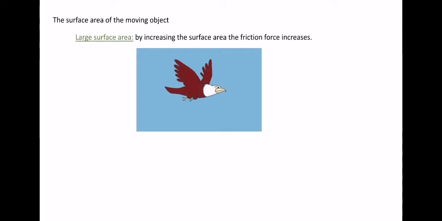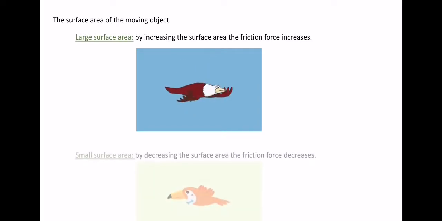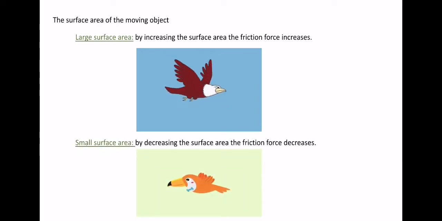The third factor, the surface area of the moving object. For example, the large surface area. What happens? By increasing the surface area, the friction force increases. But by decreasing the surface area, the friction force will decrease.